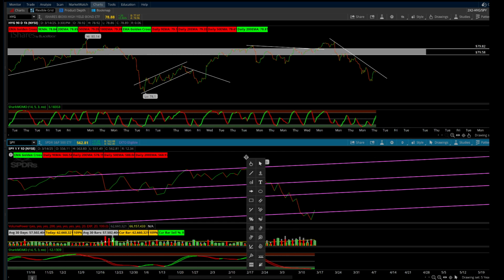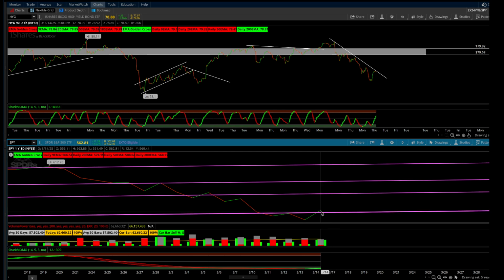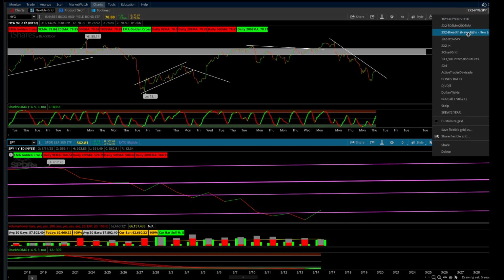Let me zoom in here. Yeah, so 560. Let's see, $2. See if this can hold. Comes back, retest this trend line, and then boom, heads back up higher. That's a possibility. No divergence there.